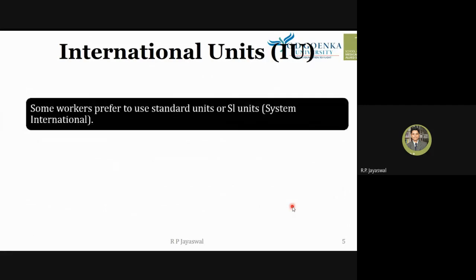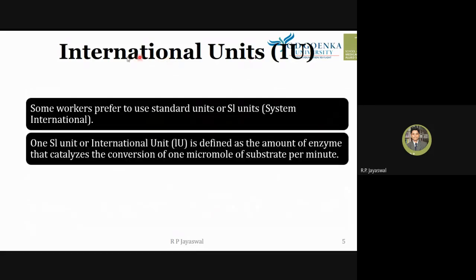So next, the international unit. There is another unit we are going to study. It's the international unit, and some workers prefer to use standard units, or SI unit, or Système International, or international unit, as the enzyme activity. Here in India also we use the enzyme unit as IU, IU per liter, international unit. But throughout most of the scientific community they use katal also. What is the SI unit or international unit? One SI unit or international unit is defined as the amount of enzyme that catalyzes the conversion of 1 micromole of substrate per minute.